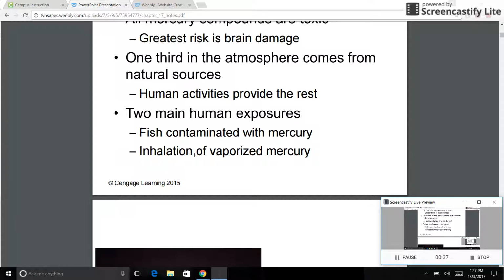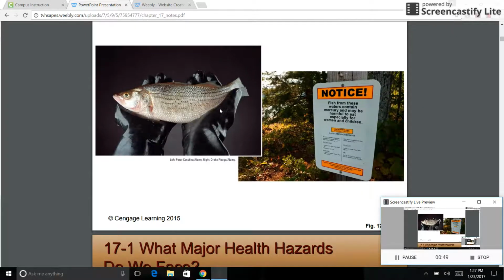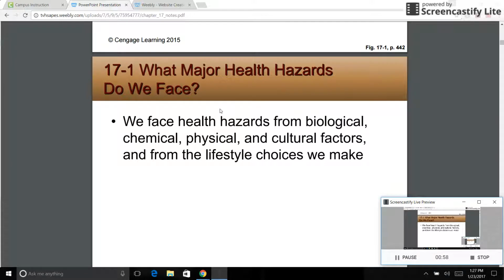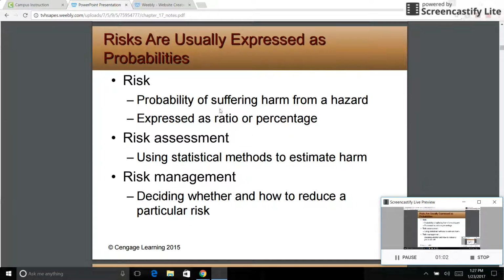Most common ways that we get it into our systems: fish contaminated with mercury, inhalation of vaporized mercury, and it does biologically accumulate, so it increases as it makes its way up the food chain. There are certain species of fish, those that typically live longer and eat more, that are more prone to absorb mercury from the environment. All right, so we're going to move forward to the major hazards.